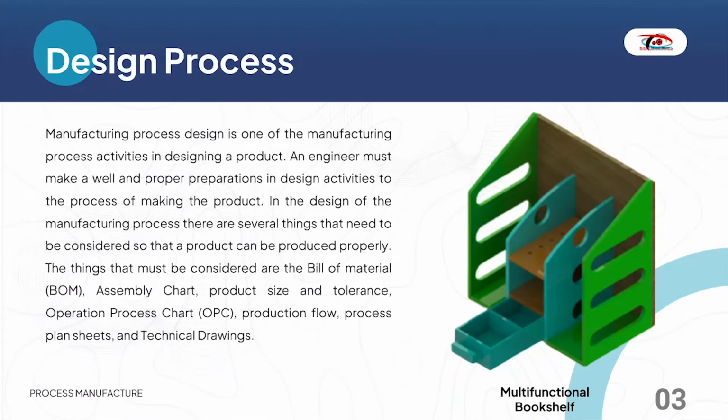So, what is the definition of design process? Design process is one of the manufacturing process activities in designing a product. An engineer must make well and proper preparations in design activities for the process of making the product. In the design of the manufacturing process, there are several things that need to be considered so that a product can be produced properly. The things that must be considered are the bill of material, assembly chart, product size and tolerance, operation process chart, production flow, process plan sheets, and technical drawings.